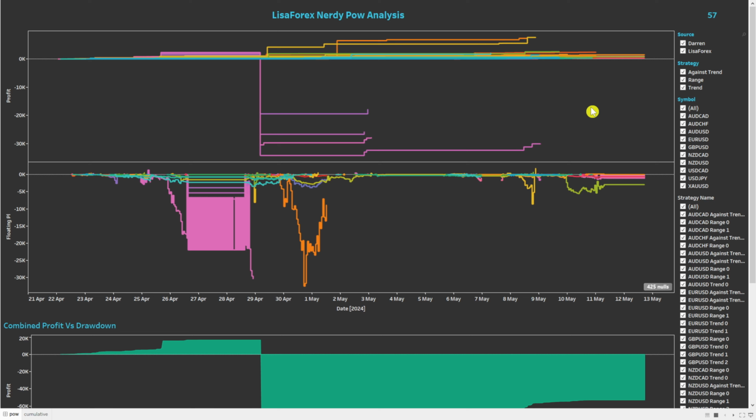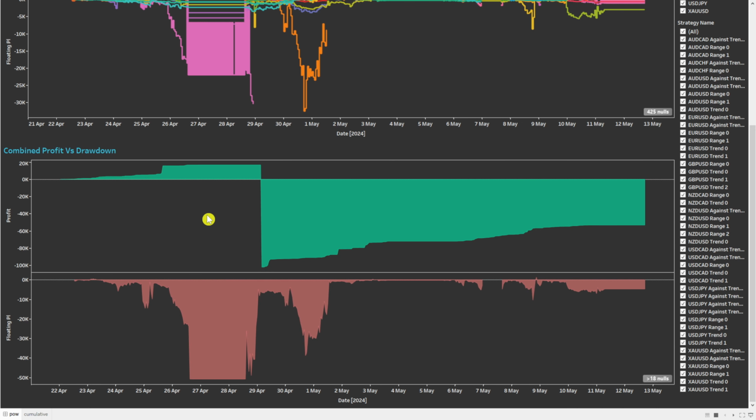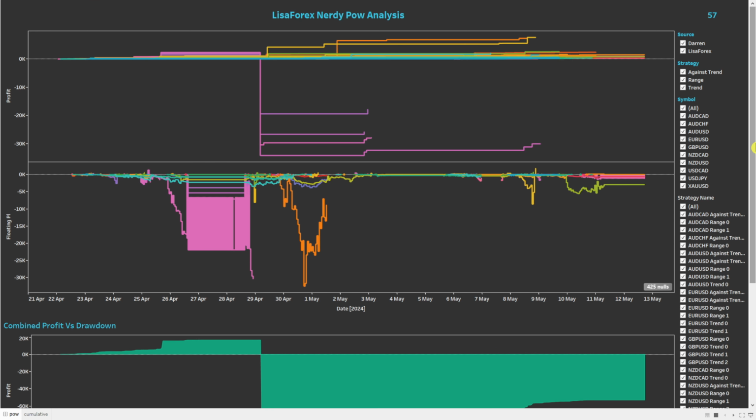At a high level, I've got 4 separate charts. The first chart up the top is a list of all the different strategies, and each line represents their profit. Below that, at the bottom right, is the drawdown, separated again by different strategies. And at the bottom, I've got the profits combined across all the different strategies and the drawdown combined across all the different strategies. But when you look at it combined like this, it's a bit messy and we really don't know what we're looking for.